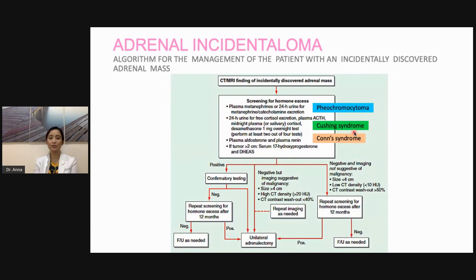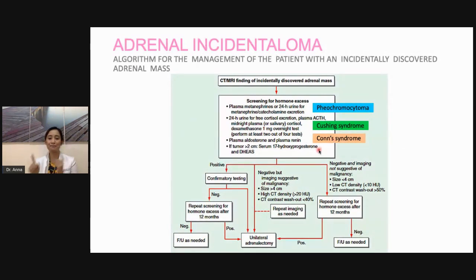Next, we screen for Cushing syndrome. Remember how we screen for Cushing syndrome: either a 24-hour urinary free cortisol or midnight salivary cortisol. We don't do a midnight plasma cortisol as much anymore. Usually we do a midnight salivary cortisol or a low-dose dexamethasone suppression test. At least 2 of the 4 tests.